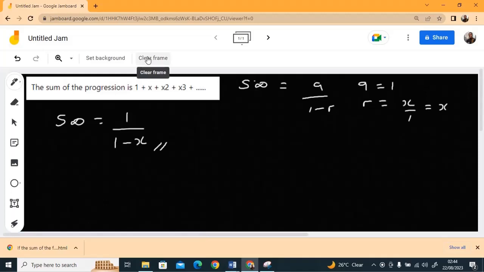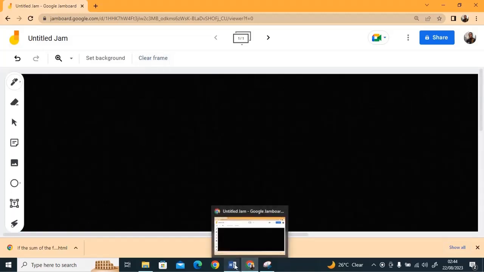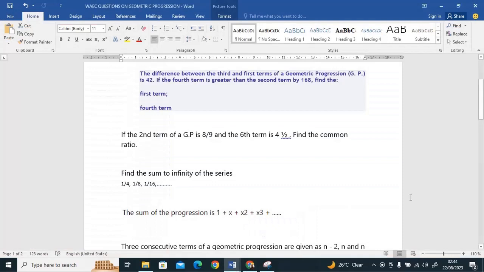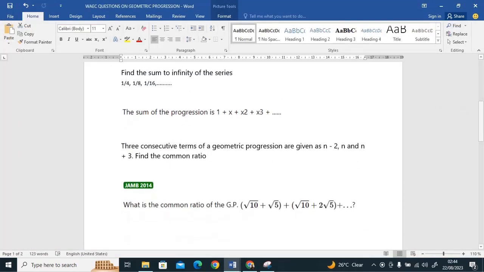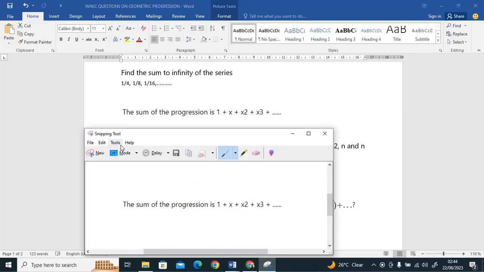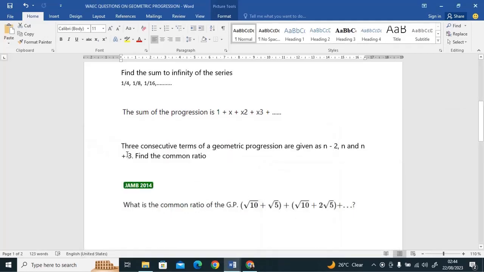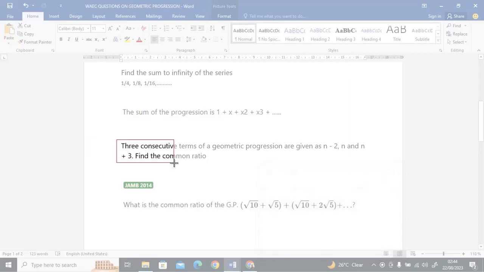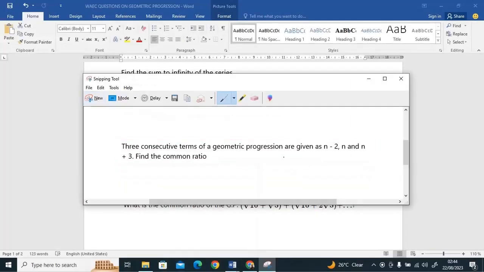Now let's move on. See, those questions are very simple if you understand how it works. Now let's look at this one. I even put some JAMB question here. Okay, there's another one here. Look at this. Okay, this is what I was thinking is the common ratio. Okay, now let's look at this together and paste it here.